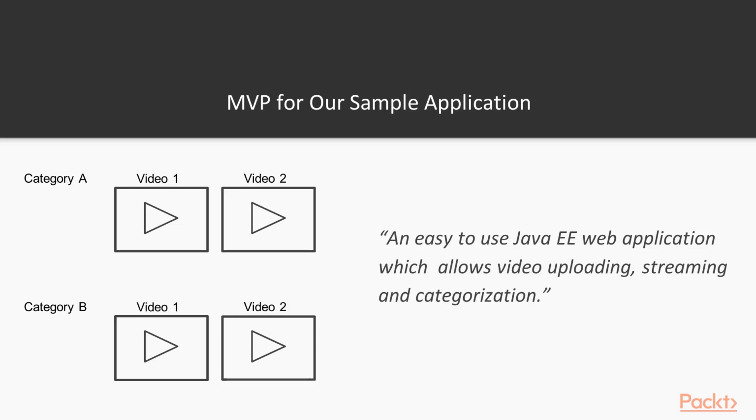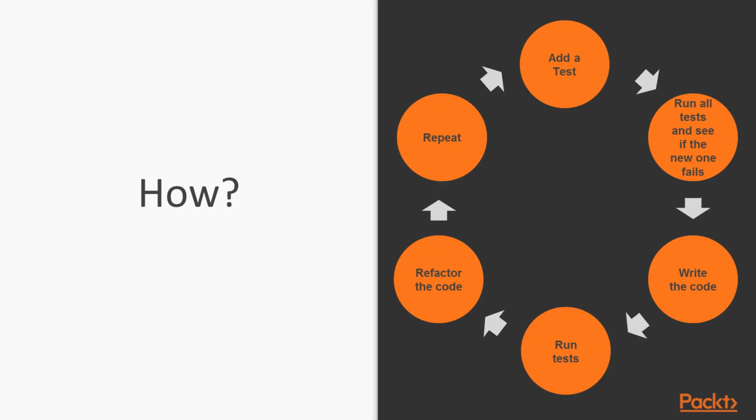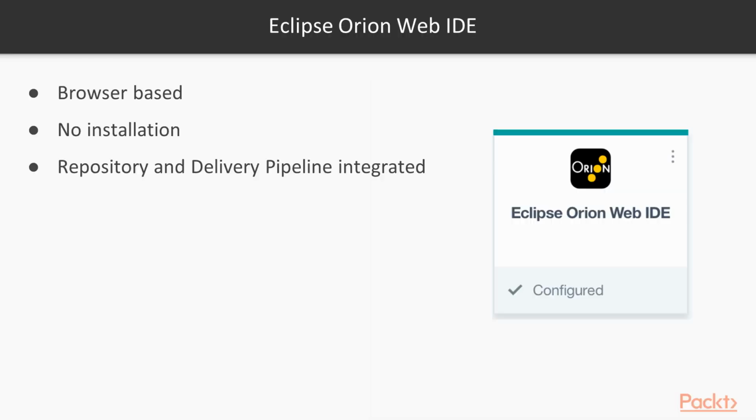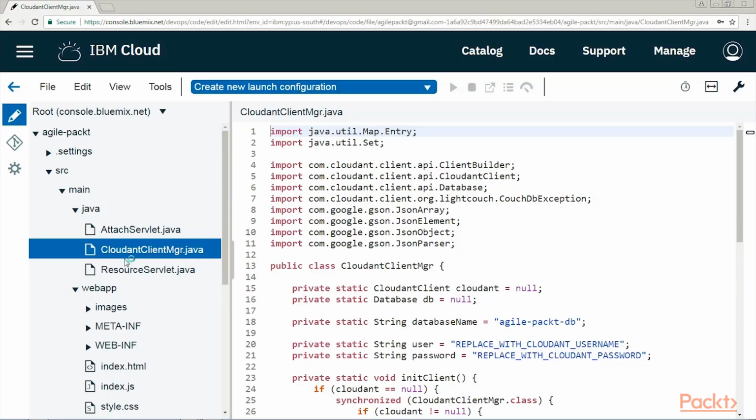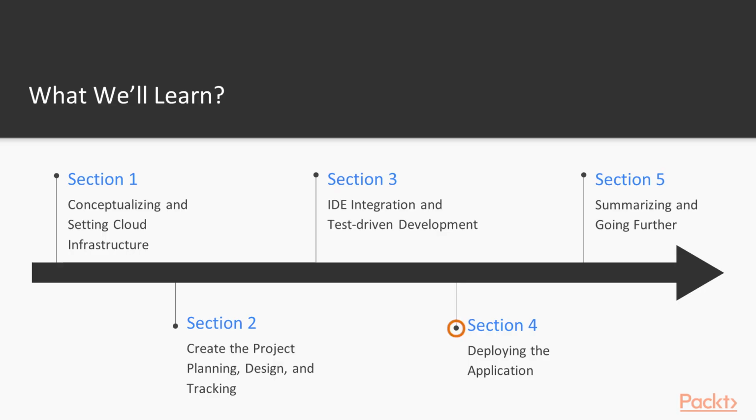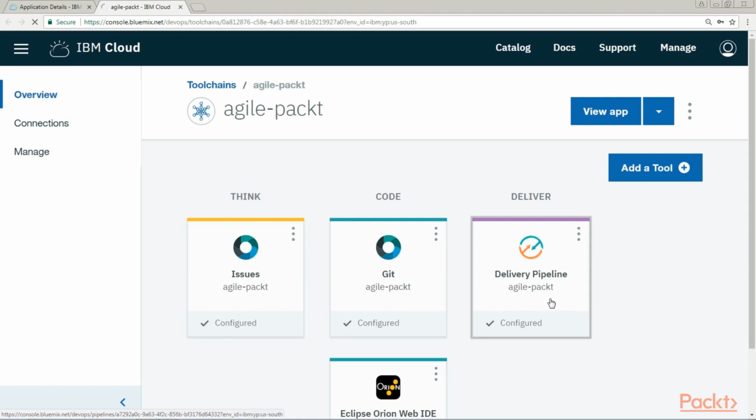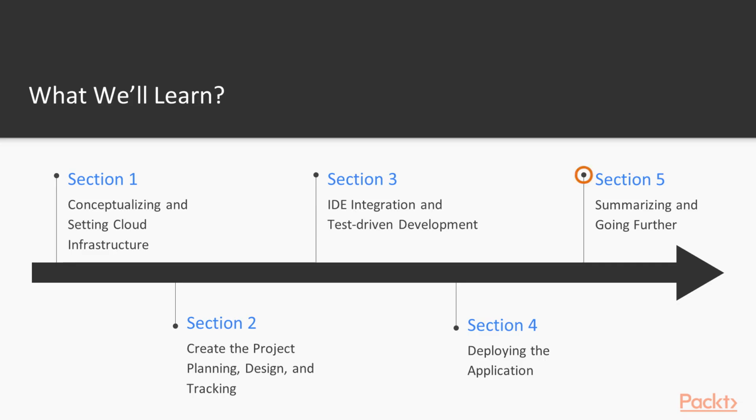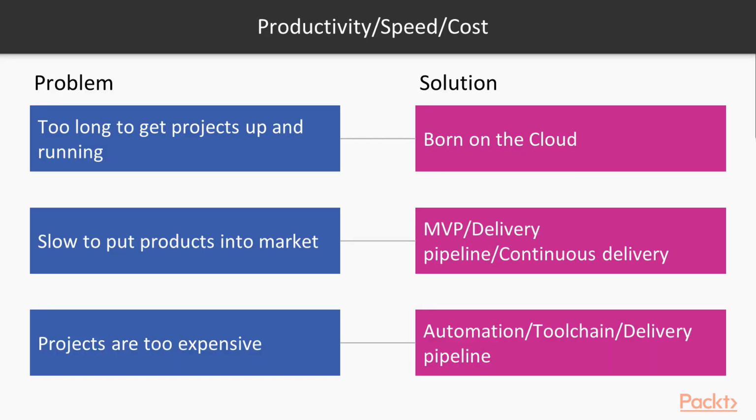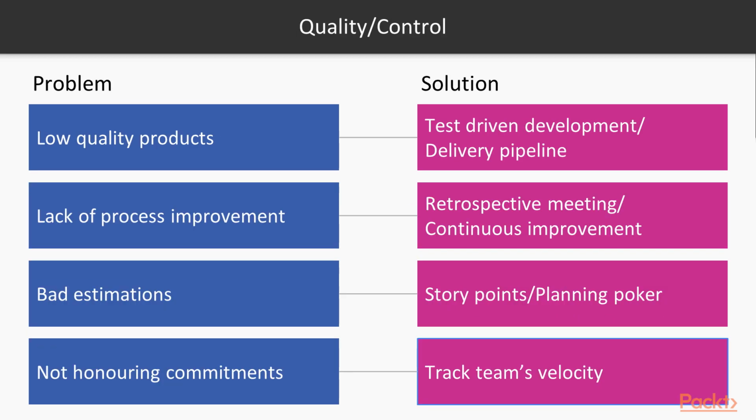And as we do this, you will gain an appreciation for the power of DevOps and toolchains, which integrates everything we need, including the Eclipse Orion Web IDE for our coding tasks. In section 4, we are going to review the delivery pipeline and how it facilitates continuous deployment with its sequence of stages. Finally, in the last section, we will summarize how Agile, Cloud, and DevOps deliver speed and flexibility never seen before, and how it addresses the common problems of application development.